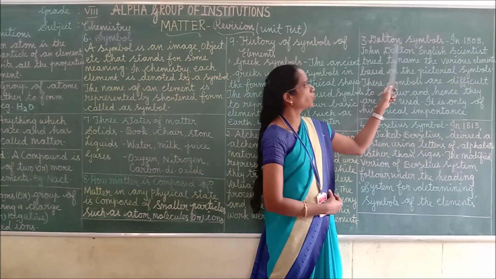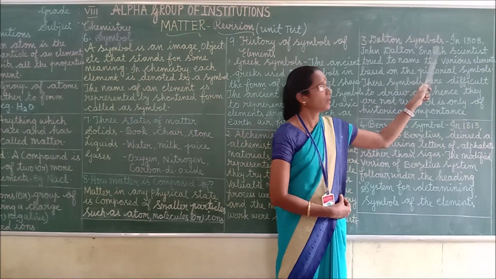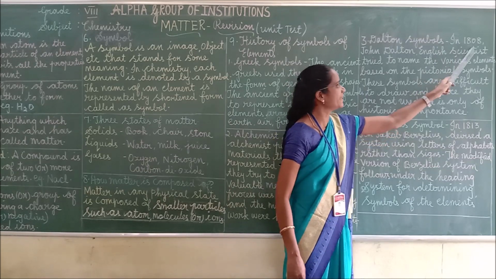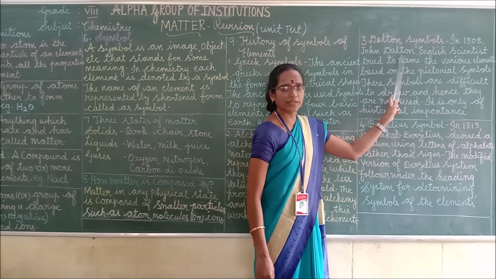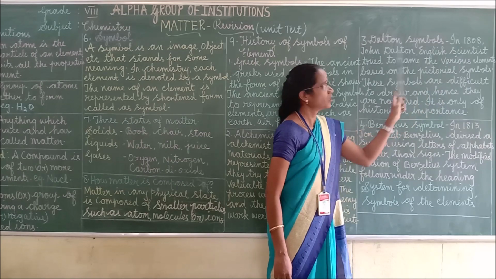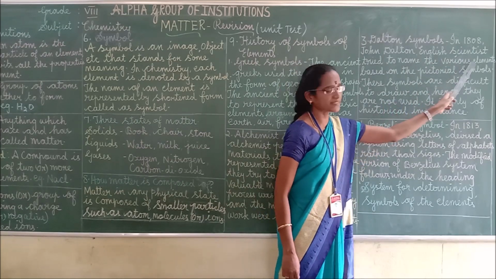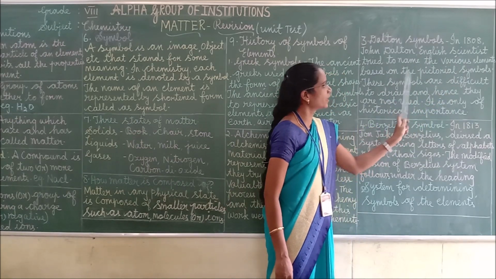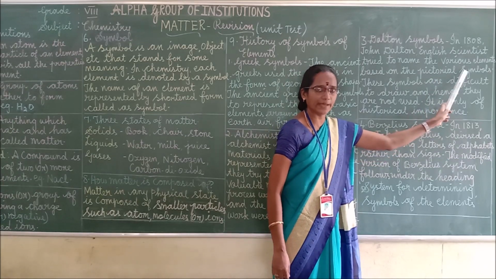So write a note on Dalton symbols. What's the answer for that? In 1808, John Dalton, an English scientist, tried to name the various elements based on the pictorial symbols.